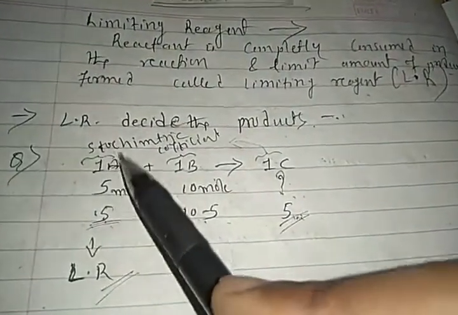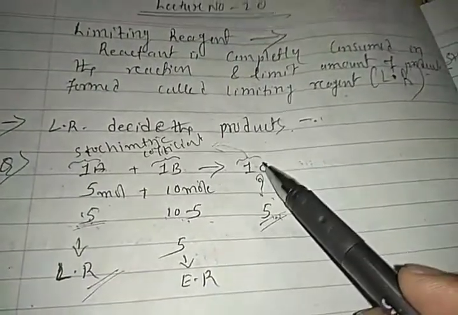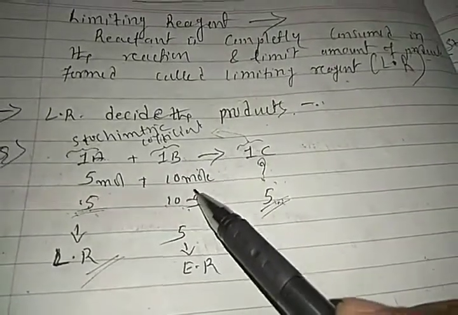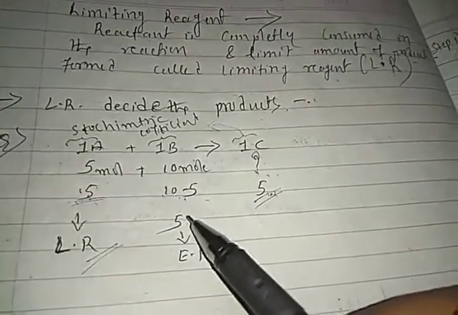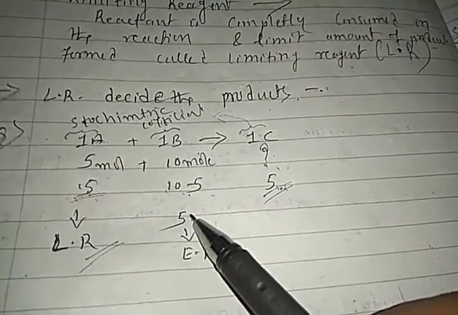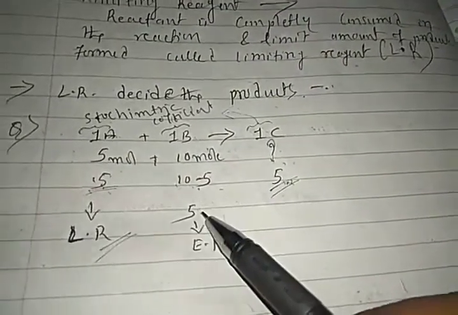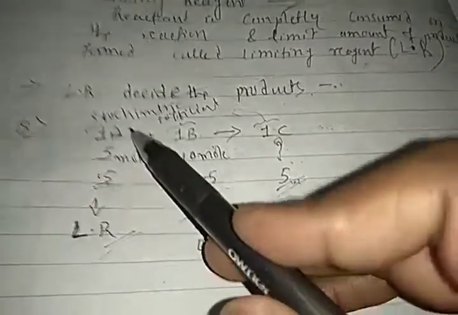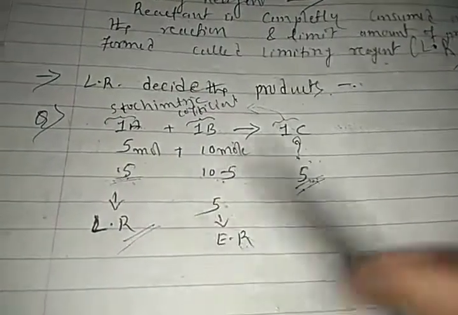The limiting reagent is completely consumed. Which one is completely consumed? A is completely consumed to transform into product, and in B 5 moles are consumed and 5 moles are left. These 5 moles left after consuming are called the excess reagent. Right, students? B is the excess reagent, A is the limiting reagent. So 5 moles of C are formed. Understood, students? I hope you understood this reaction. Let's see the next example.